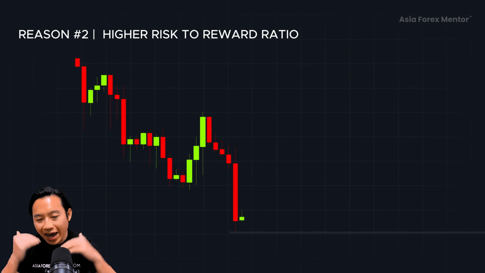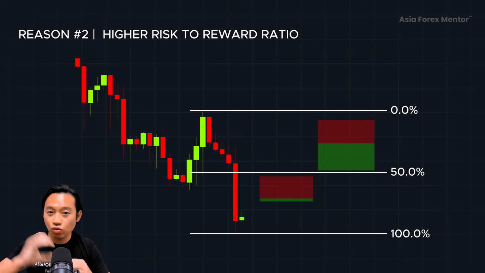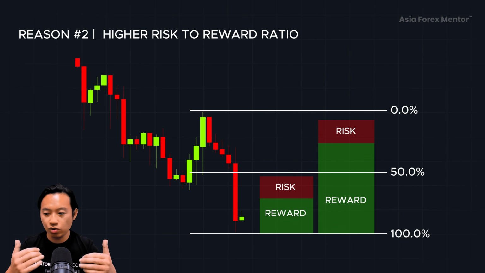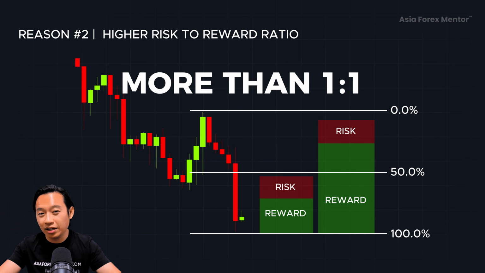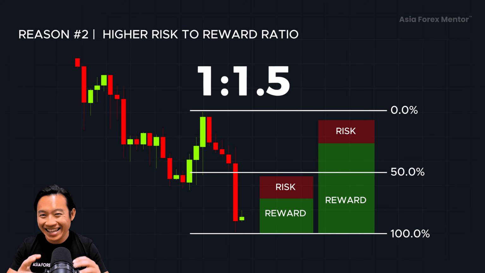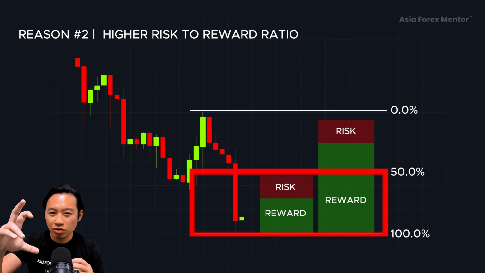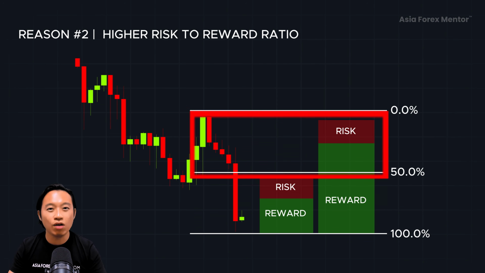So now, when you enter in the discount zone, obviously it's going to give you a higher risk to reward ratio. With risk to reward ratio, you will always want to aim for more than 1:1. For me, I prefer a minimum of 1:1.5, which is why trading inside the premium zone would not be as profitable as in the discount zone.